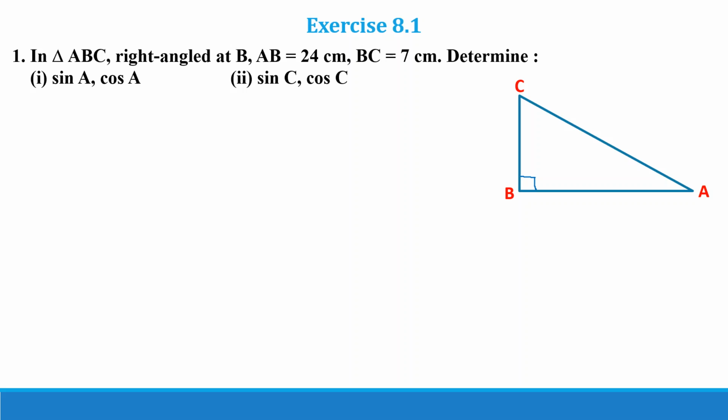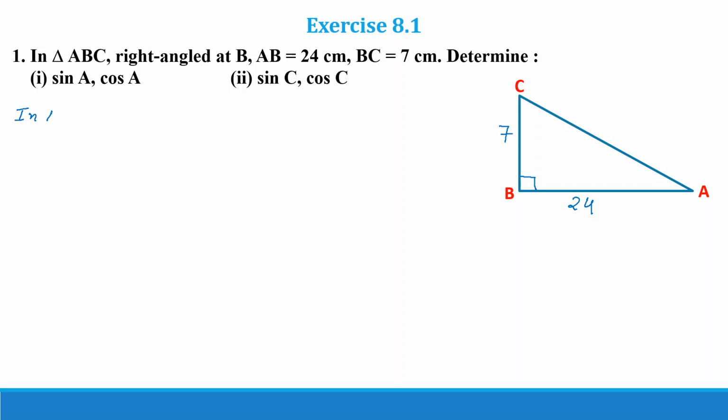And now, as we have discussed in the previous video, to calculate the value of any trigonometric ratio, we should know all sides of a right angle triangle. In this question, the length of AB is given as 24 centimeter. The length of BC is given as 7 centimeter. So what we do at first is we try to find out the value of the hypotenuse AC. So we use the Pythagoras theorem.